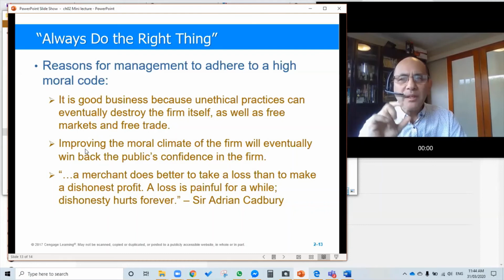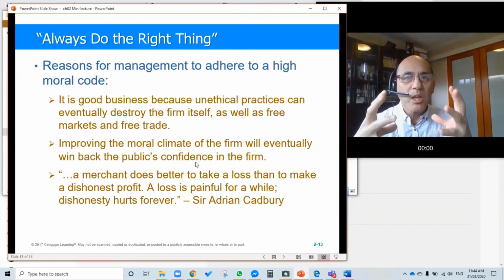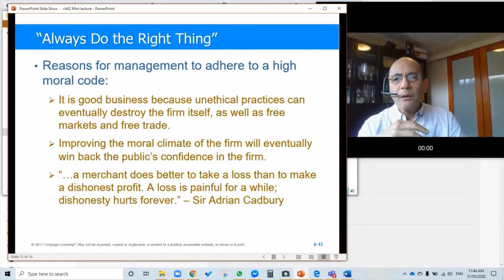Now, if our company does ethical things, basically we are improving the reputation of our company. And hopefully, if we do the right thing, this wins back the public's confidence in the firm. In other words, our reputation improves. Now, Sir Adrian Cadbury, and I quote him, "A merchant does better to take a loss than to make a dishonest profit. A loss is painful for a while, but dishonesty hurts forever."